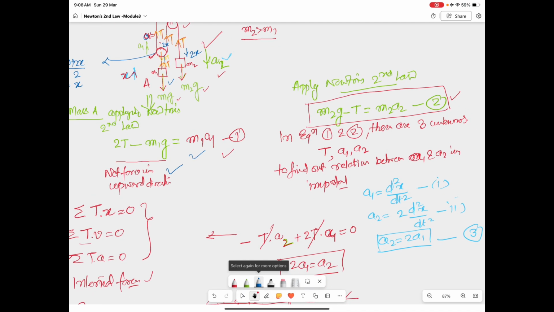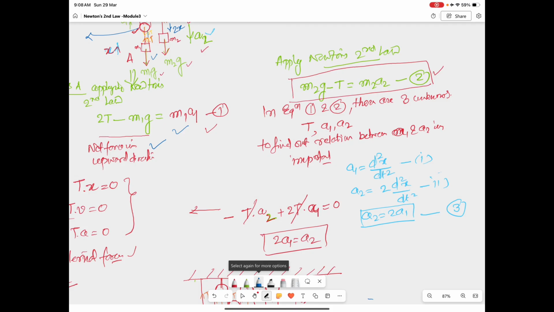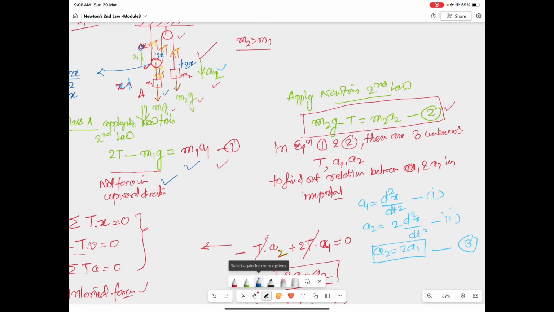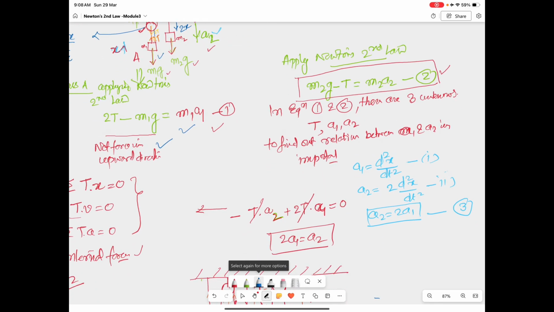So there are two equations and three unknowns: T, a1 and a2. So I have only two equations available with me. The third equation: a1, I know, is d2x by dt square, and a2 is nothing but the 2x, so I can write it as 2 times d2x by dt square. So a2 is equal to 2a1. So I got the third equation also. Using these three equations, I can solve for a1, a2 and T.